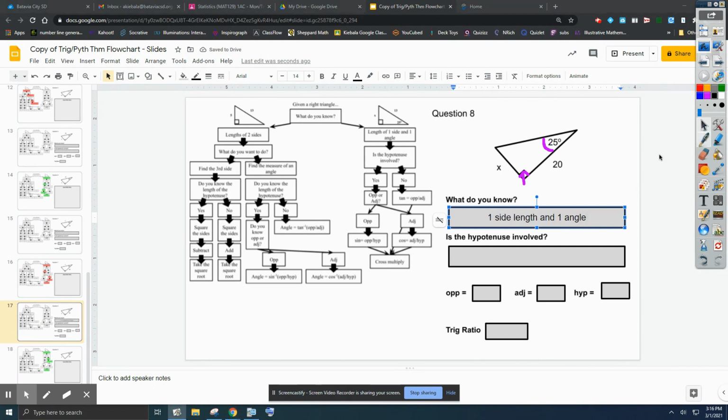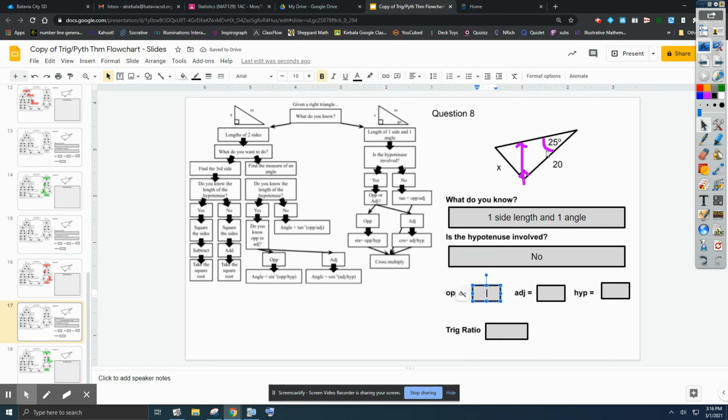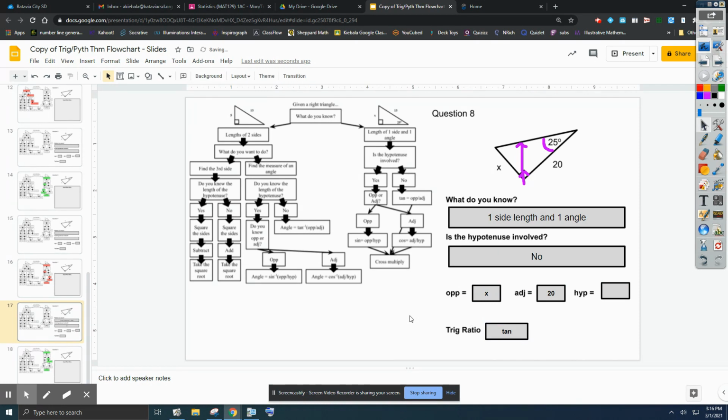Is the hypotenuse involved? Go across from the 90 degree angle. Okay, it's blank. There's nothing there. So no, the hypotenuse is not involved. So opposite the 25 degree angle is labeled with an x. Adjacent is labeled with 20. Hypotenuse is blank, so let's just leave that blank. The only trig ratio that involves opposite and adjacent and not the hypotenuse is tangent. So we're going to be using tangent to solve this problem.